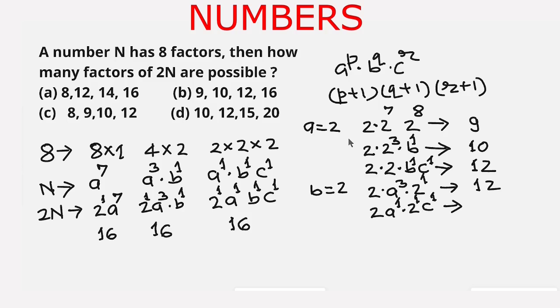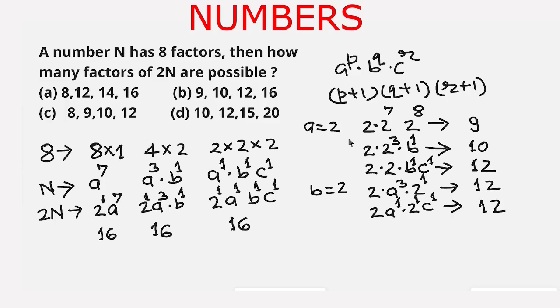Then the number of factors will be 1 plus 1 as a has power 1. So it will be 1 plus 1 is 2. B has power 2. So it will be 2 plus 1 is 3. And c has power 1. So 1 plus 1 is 2. So 2 multiplied by 3 is 6. Multiplied by 2 is 12. So number of factors will be 12. If c equal to 2, then again it will be the same, because whether b is 2 or c is 2, the value doesn't change. So it is going to be 12.